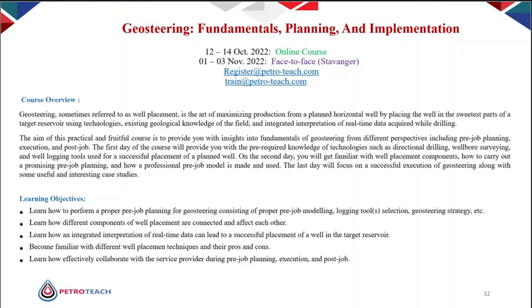You will learn how to aggregate or reconcile real-time data from different resources and how to evaluate them, and how to communicate your understanding and ideas with people involved in the well placement process. In addition, the course will provide you with practical tips and tricks which can be used in the planning and execution of the well placement process. For sure, these tips and tricks have not been written in any books and cannot be found in any online resources either.